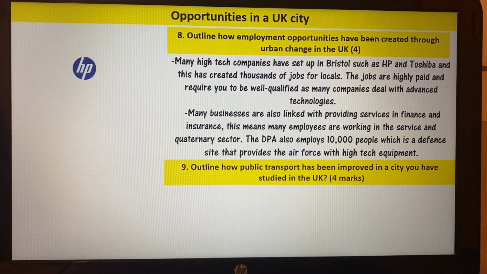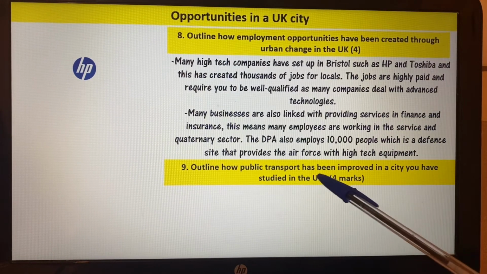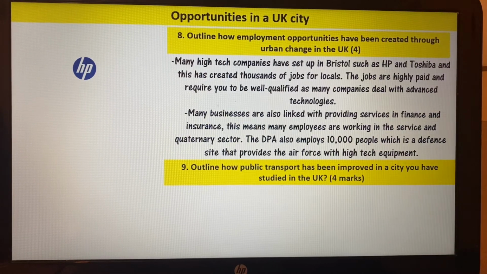Another question is a bit different, but it's an opportunity linked with public transport. So this is more environmental, but it's asking you, how has public transport been improved in a city?